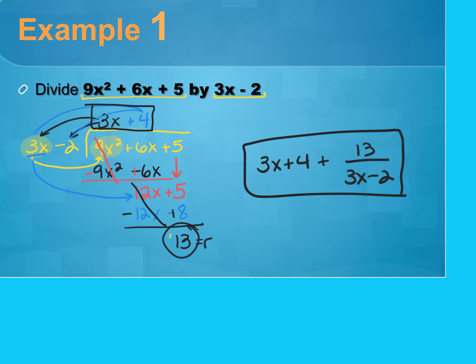Questions so far? We remember this from last year? Possibly not fondly, but at least we remember it. Synthetic, I'm a nerd, but I think synthetic is fun. This, not so much. Remainder, and what would be 3x minus 2? That's the divisor. So whatever's on the outside, that divisor is what you put under the remainder.